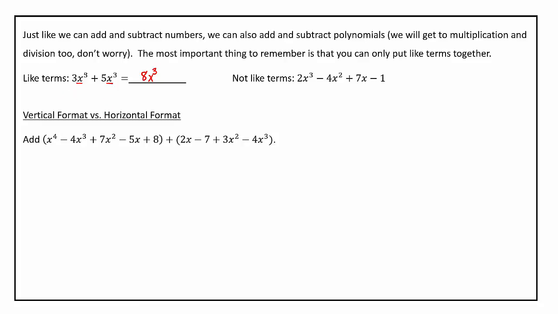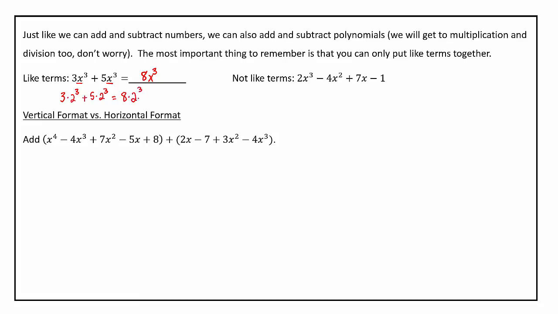The reason behind this is because x is really some number that we don't know. So let's pretend that x is a 2. If we wanted to do 3 times 2 cubed plus 5 times 2 cubed, the question is, do those add together and make 8 times 2 cubed?